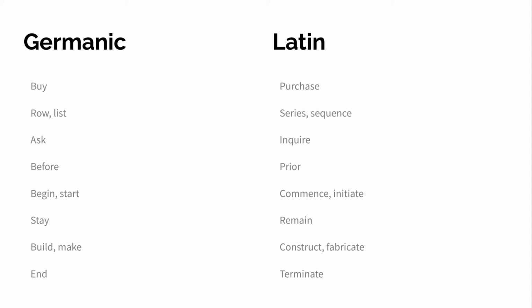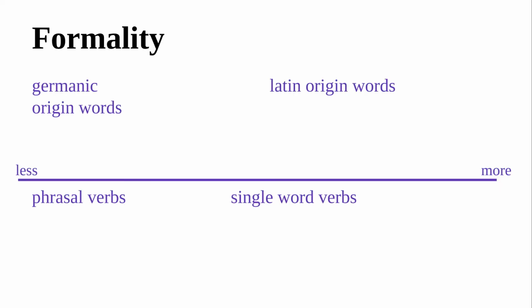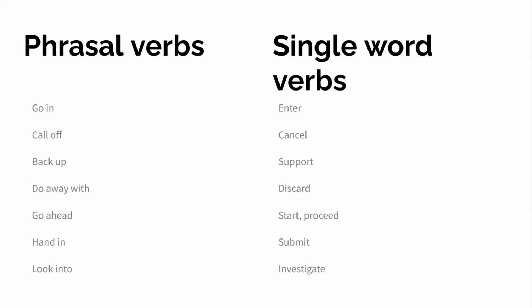What else affects the formality of a sentence? Phrasal verbs are verbs that are composed of two or more words that make up the meaning of the verb. Single word verbs are verbs that only have a single word, of course, that give the entire meaning of the verb. Here are some examples. Go in, call off, back up, do away with, go ahead, and so on. Those are all phrasal verbs. Phrasal verbs come to us from the German side of English. Single word verbs are verbs like enter, cancel, support, discard, start, or proceed. Single word verbs can come to us from either the Germanic side or the Latin side of English.